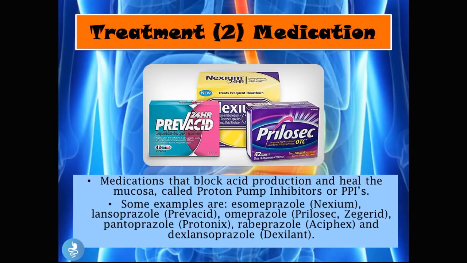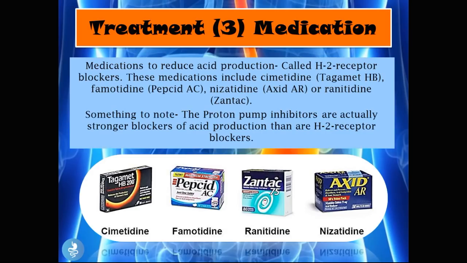So another way to combat that highly acidic environment of the stomach is to use the proton pump inhibitors, or the PPIs. Some examples of these drugs are esomeprazole, lansoprazole, omeprazole, pantoprazole, rabeprazole, and dexlansoprazole. Also used to reduce the acid production, we can use the H2 receptor blockers, and these medications include cimetidine, famotidine, nizatidine, or ranitidine.